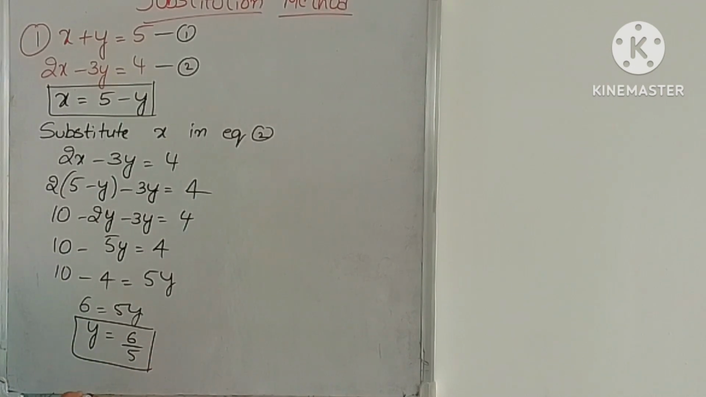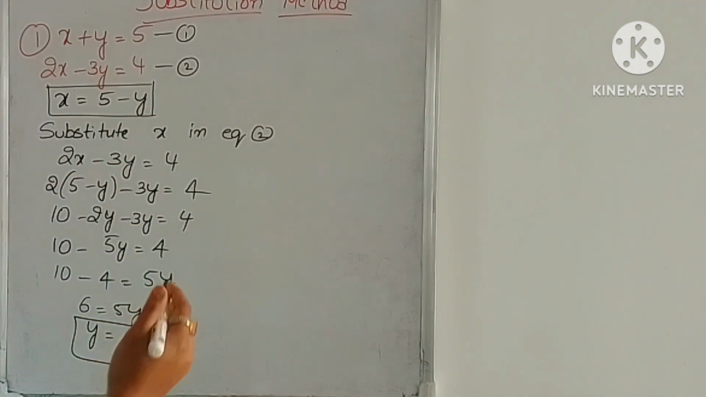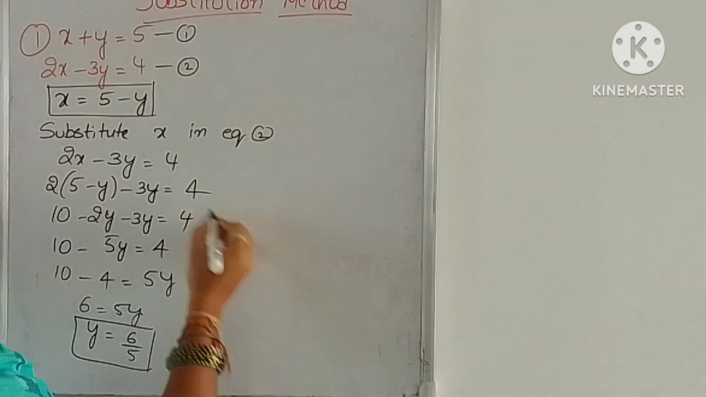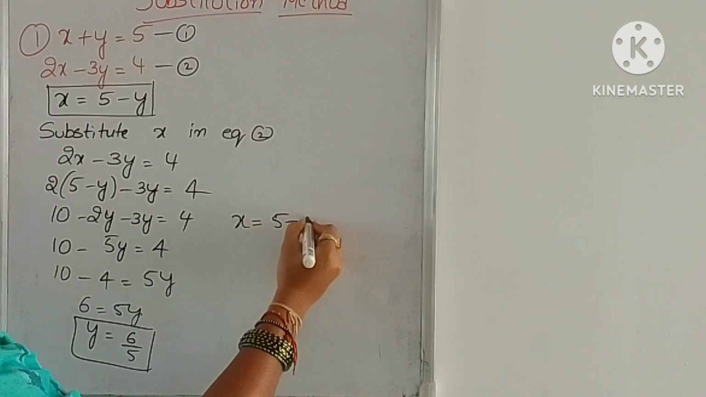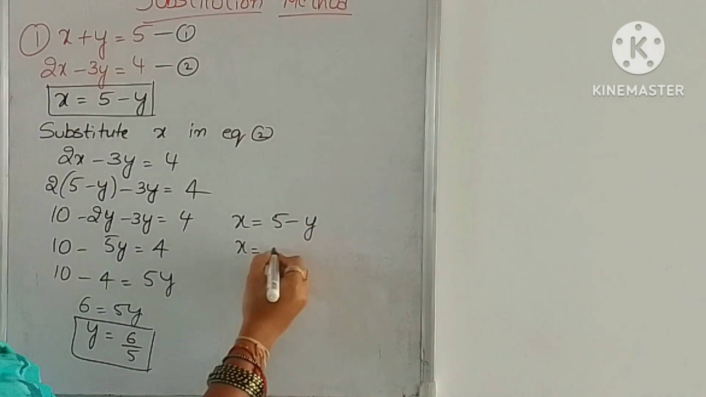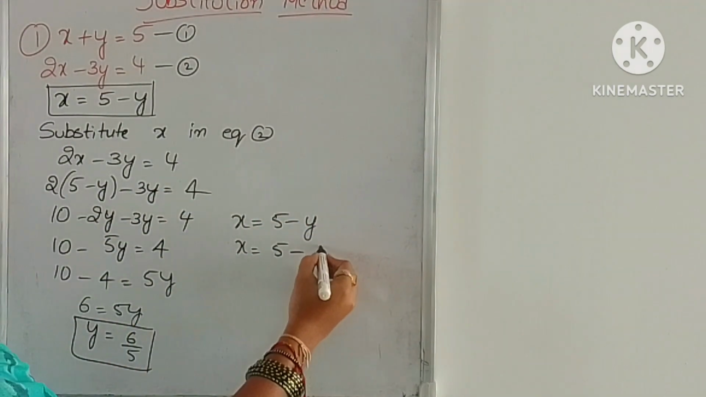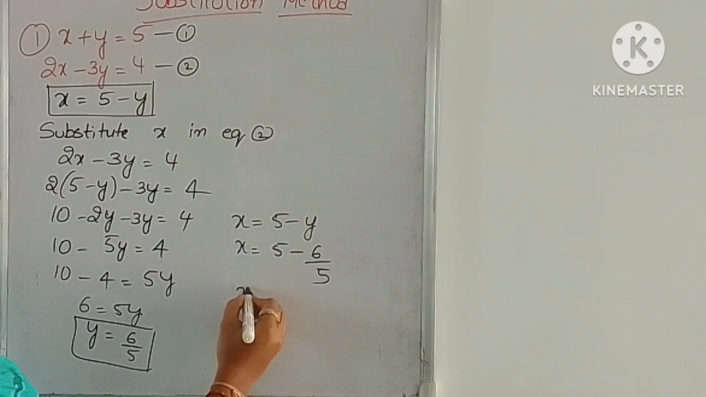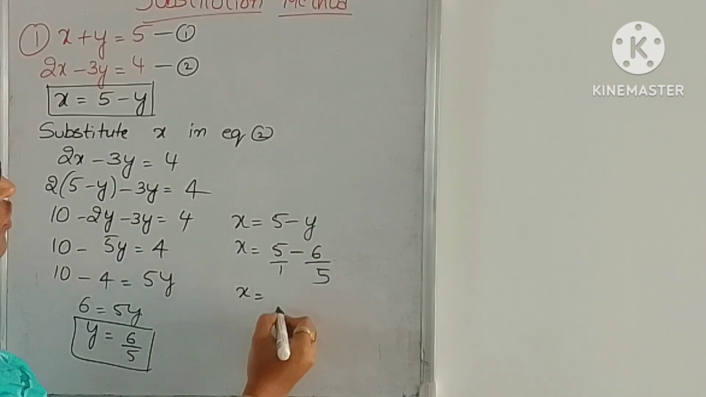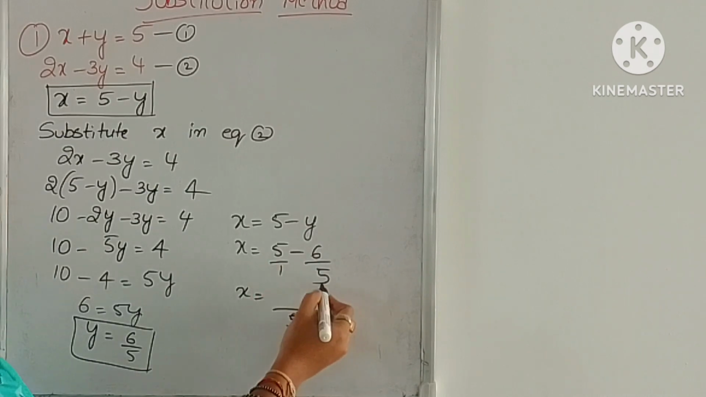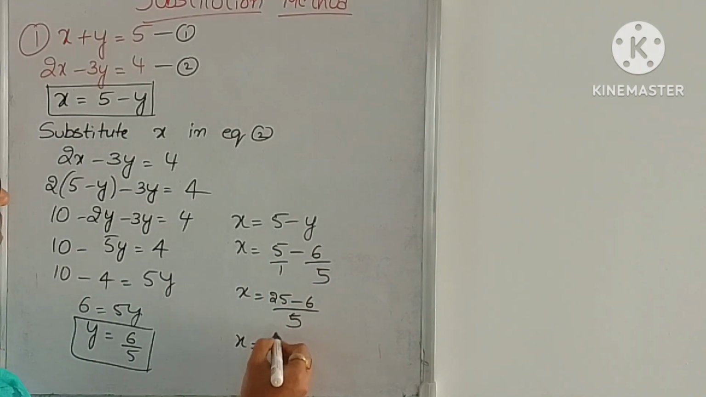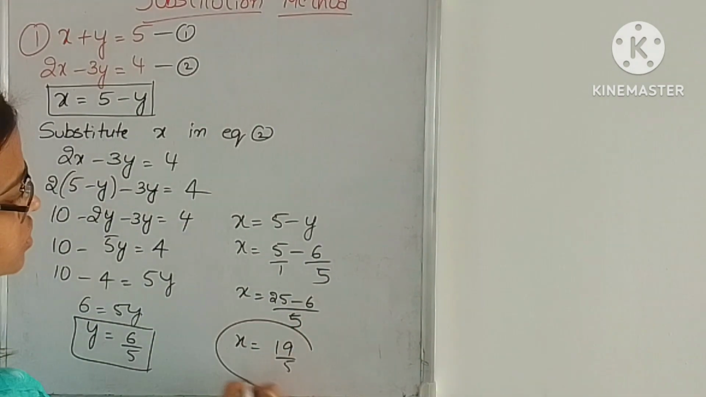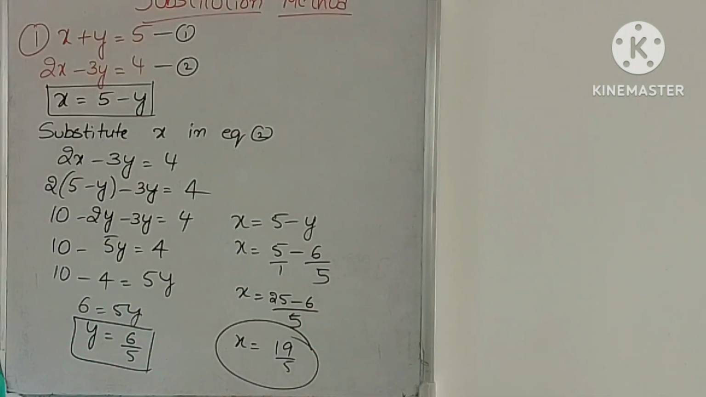Now substitute the y value in equation 1 to get the x value. So let us substitute in this only. x is equal to 5 minus y. x is equal to 5 minus, the y value is 6 by 5. So x is equal to, here the LCM is 5. Let us do the cross multiplication. 5 fives are 25 minus 6. So x is equal to 19 by 5. So we have got the x value 19 by 5.